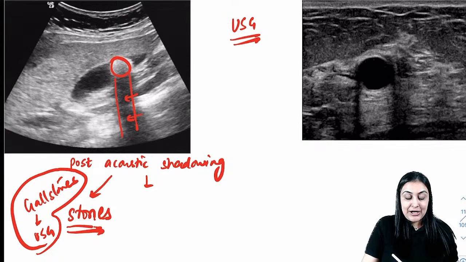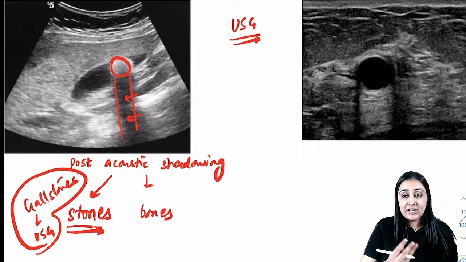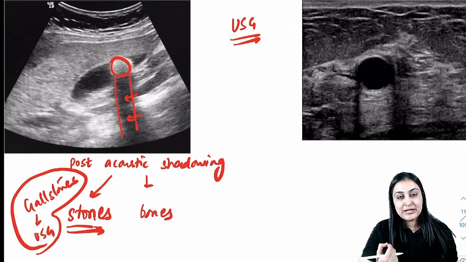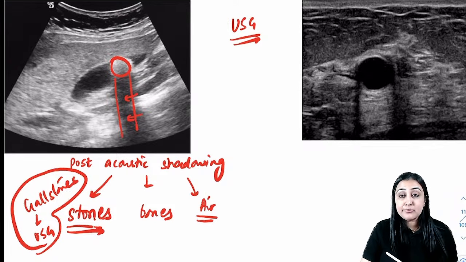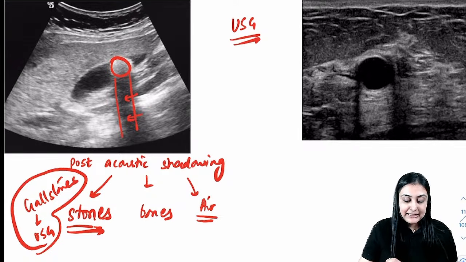What else can show you shadowing? Bones, right? So bones again will not allow sound waves to pass through them, will show you shadowing. Air will also show shadow. You have heard the term air is the enemy of ultrasound. Why enemy of ultrasound?